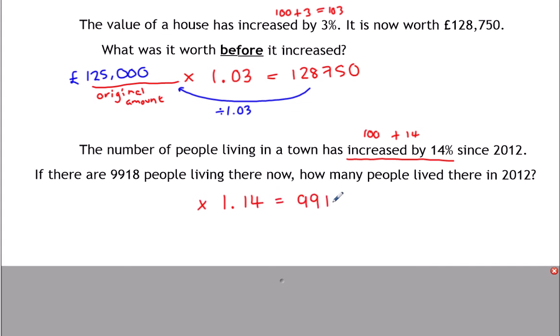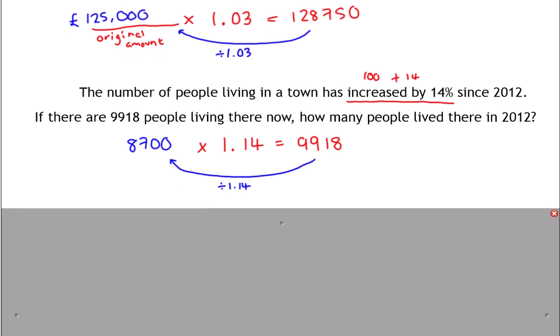So 9,918 is the number of people who lived there after it increased. To work out how many people were there before it increased, we're going to divide by the same thing that they multiplied by. So 9918 divided by 1.14 to undo the increase is 8,700.